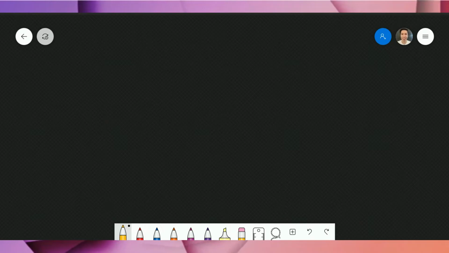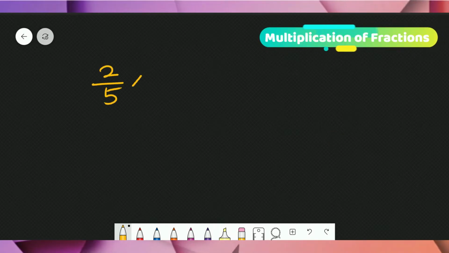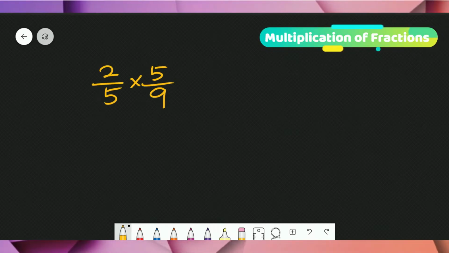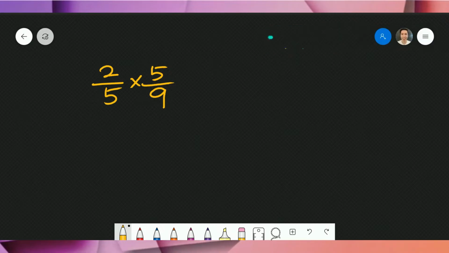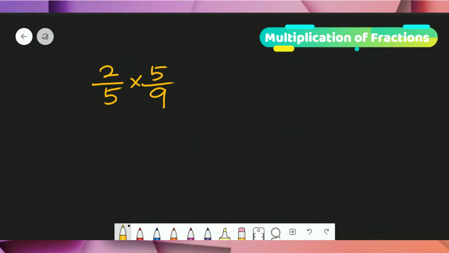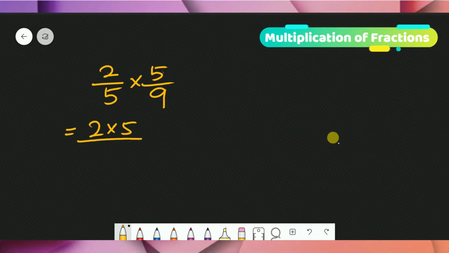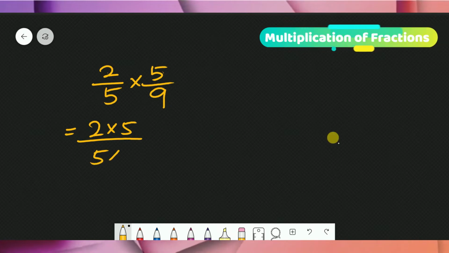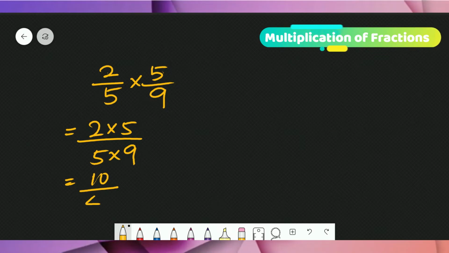Alright, let's look at the first example on the multiplication of fractions. If I ask you what is 2 over 5 times 5 over 9? Basically, we have two methods to solve this, and I'm going to show you both methods. Then you pick one, see which one is more suitable for you. So first method is you just take 2 times 5 on top here, and then 5 times 9 at the bottom. Okay, eventually you get 10 over 5 times 9 is 45, right?